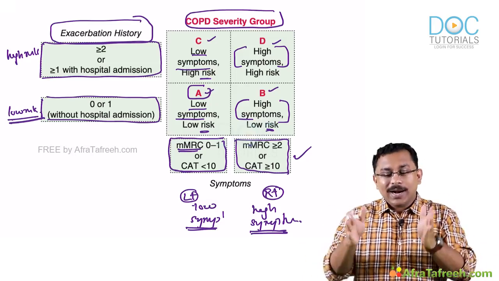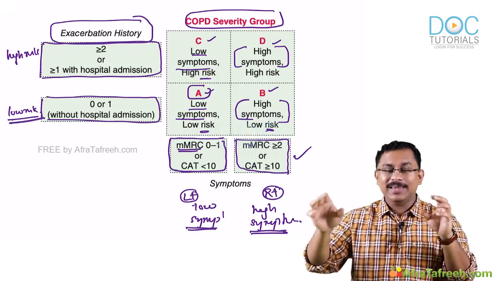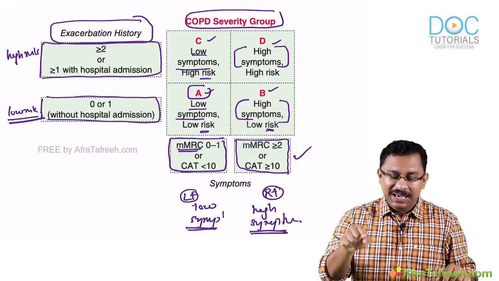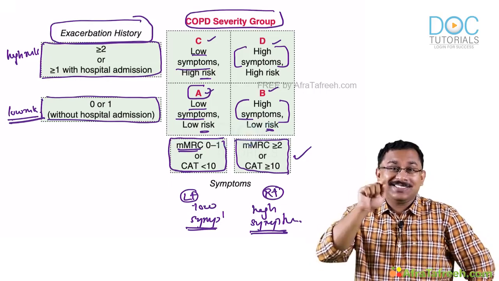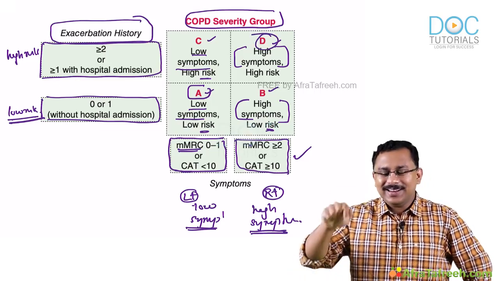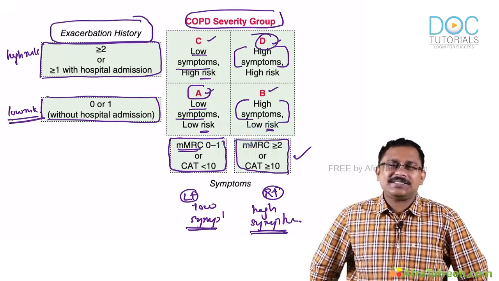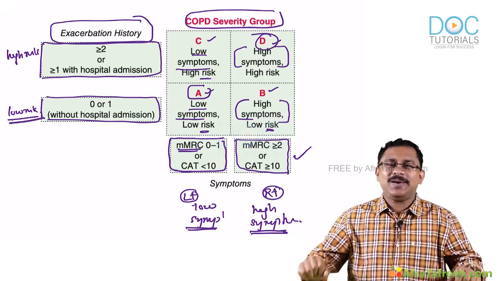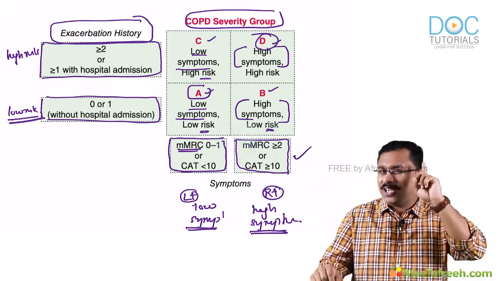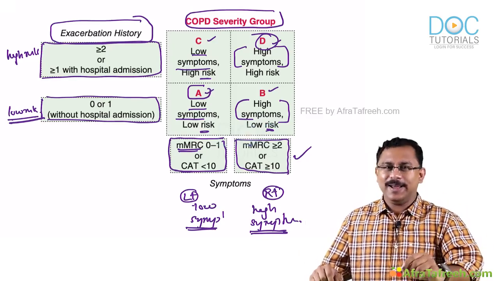So once you have understood that there is such a grouping, you have got A, B, C and D. You see there is a D here. The D one, the high symptoms, high risk, he is very dangerous. He has got high symptoms and a high risk also. Keep this in mind. He is the one for whom we need aggressive therapy.